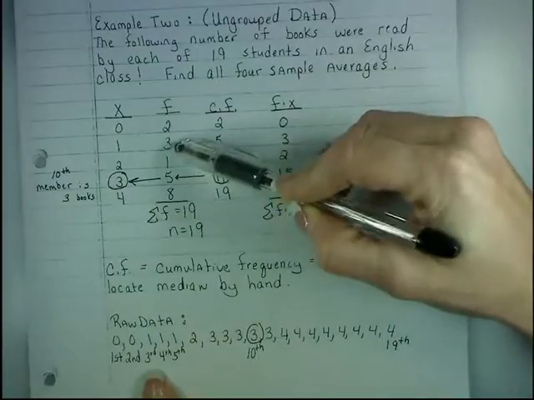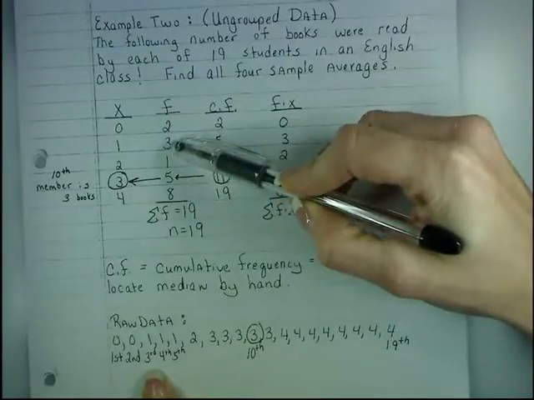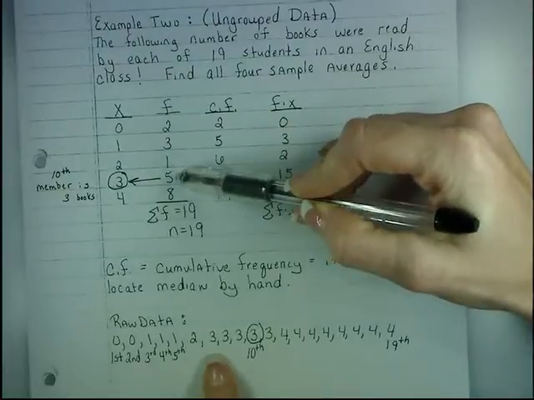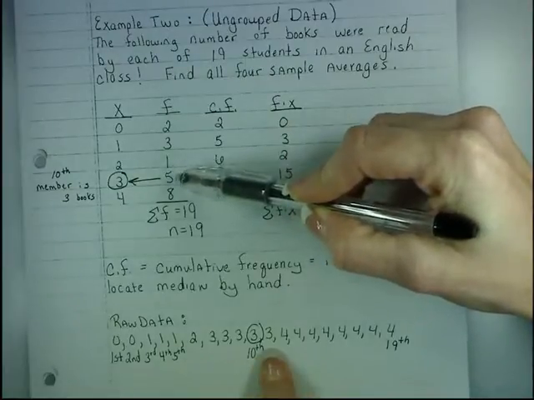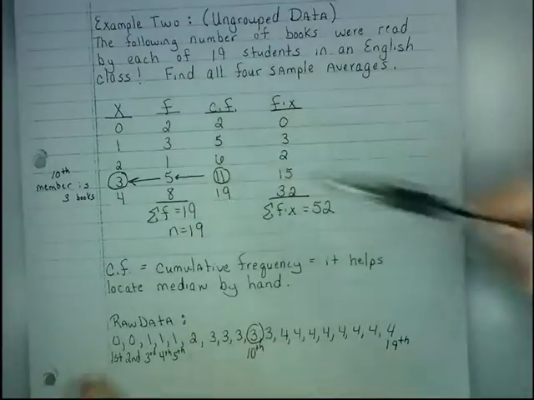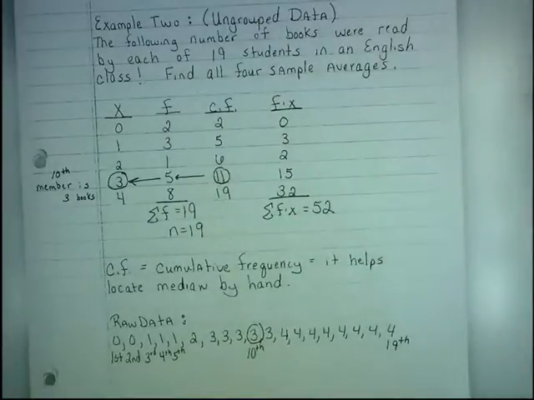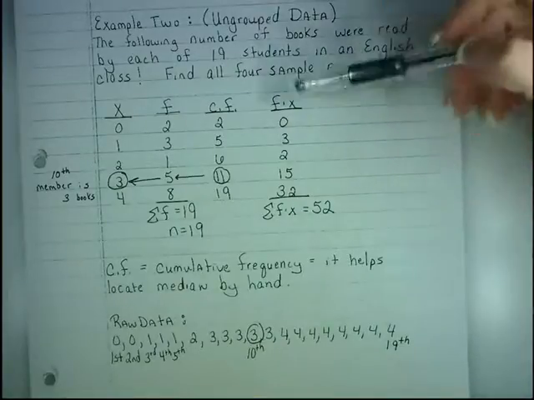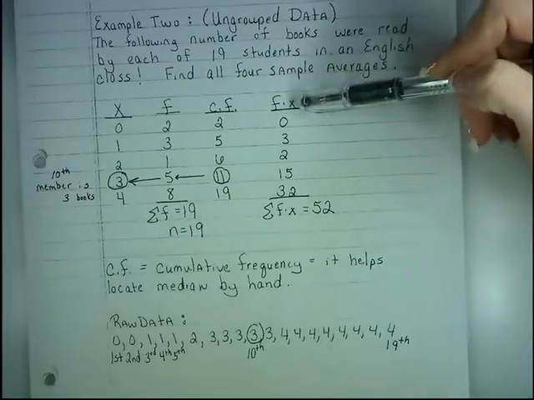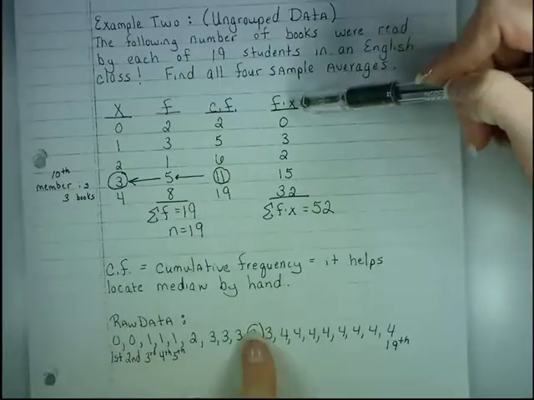read 1 textbook. And then 1 student read 2 textbooks. 5 students read 3 textbooks. And the final 8 students in the class all read 4 textbooks. So you can list out all 19 pieces of data, and the data does represent the number of textbooks read. So the F times X column is a quicker way of finding the total of these raw data values.